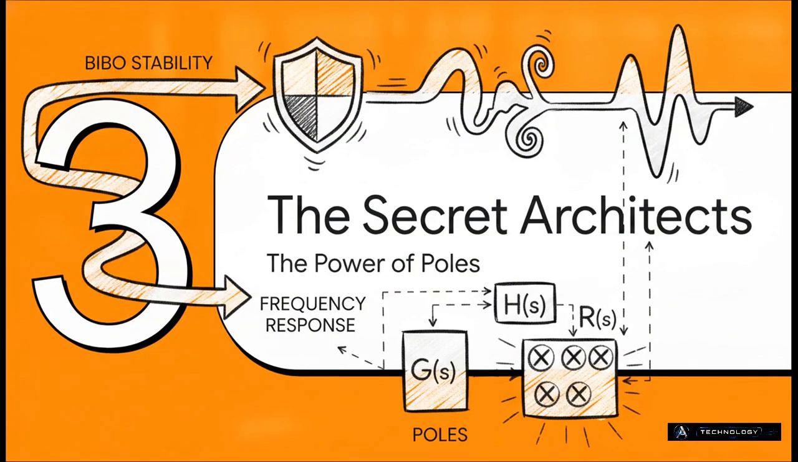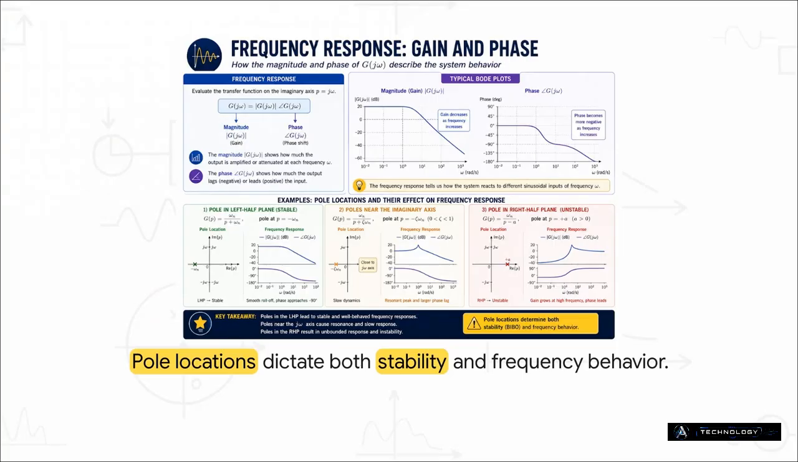Which brings us to part three, the secret architects, the power of poles. All right, here is where it all connects. Pole locations dictate absolutely everything. If your system's poles are located in the left half of the complex plane, you are good to go. It's BIBO stable with a nice, smooth roll-off. But if even a single pole slips into the right half plane, the gain grows unbounded and the system literally breaks apart. And right in the middle, poles near the imaginary axis create a massive resonant peak. Actually, fun fact, this exact type of resonance is what caused the infamous collapse of the Tacoma Narrows Bridge. It's wild. The poles truly are the secret architects of both survival and personality.